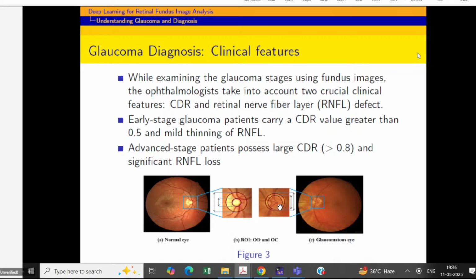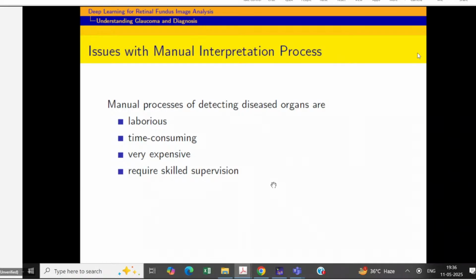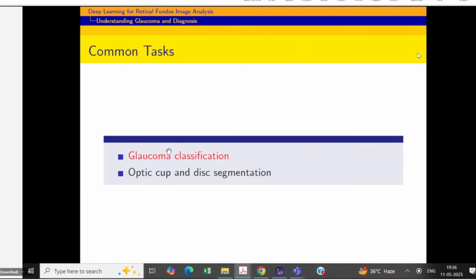So if there is damage to the optic nerve, then the size of the optic cup will definitely get enlarged, and you will get to know about it. This is how the ophthalmologist used to manually diagnose whether the patient has glaucoma or not. These are certain clinical markers they used while detecting glaucoma or checking glaucoma patients. Yes, there are different types of tasks, right?